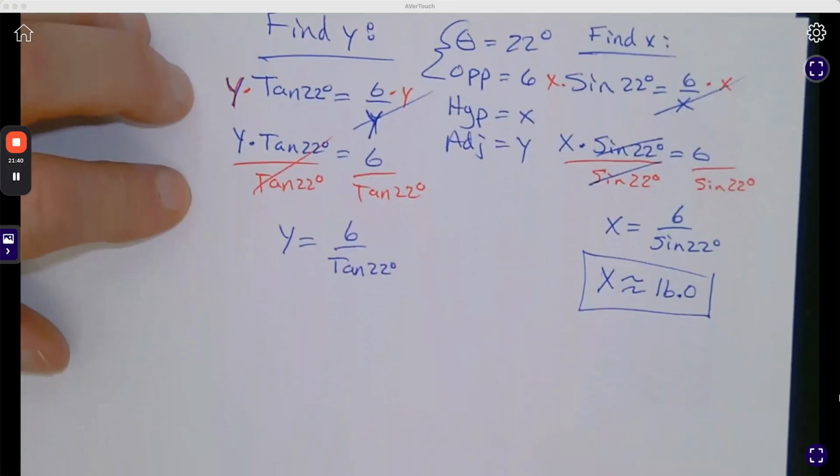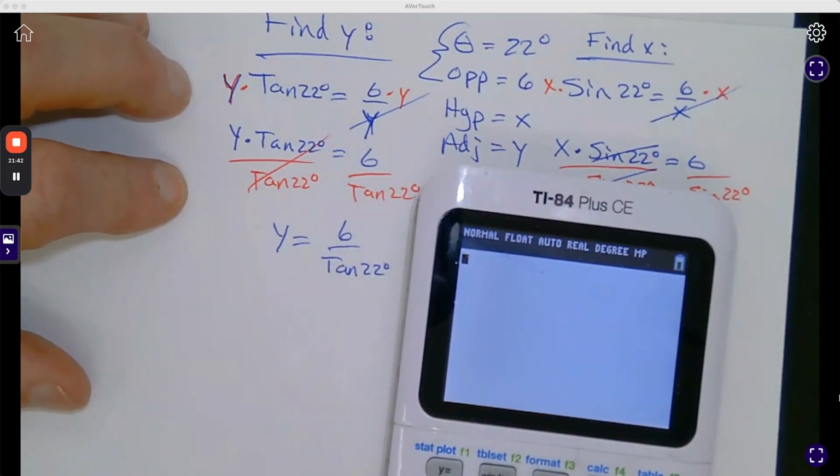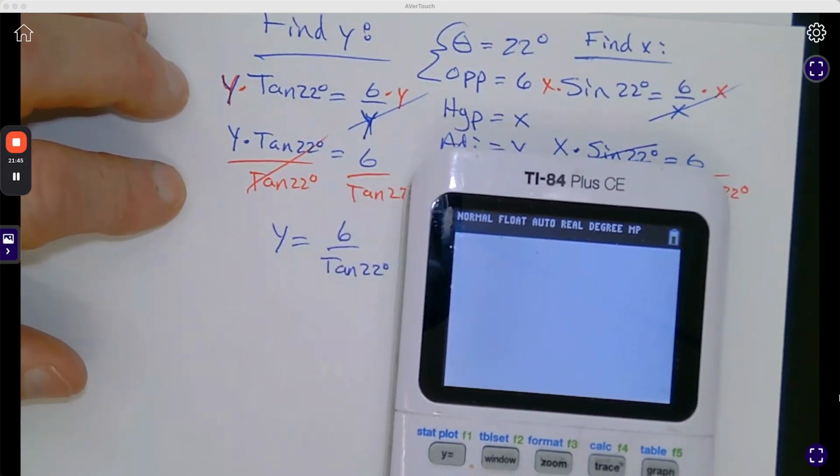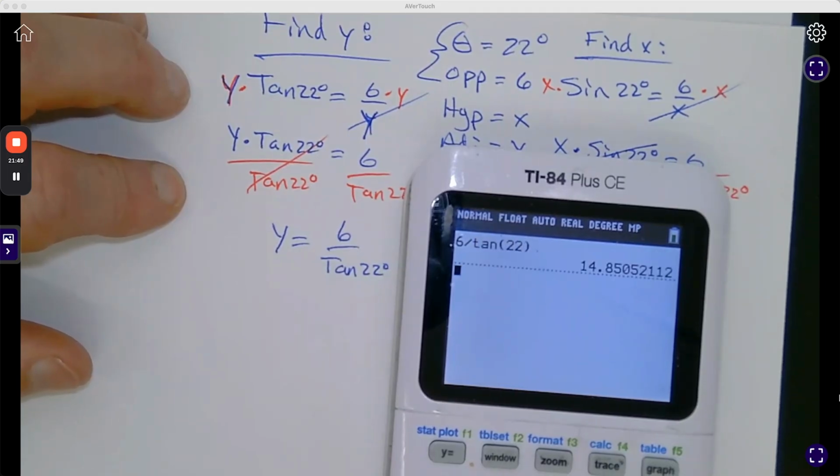22. All right, school's out. Good job today. Good job. I'm going to keep going because I got a little homework to do. 6 divided by tan of 22. 14.9, because you got to round that up.